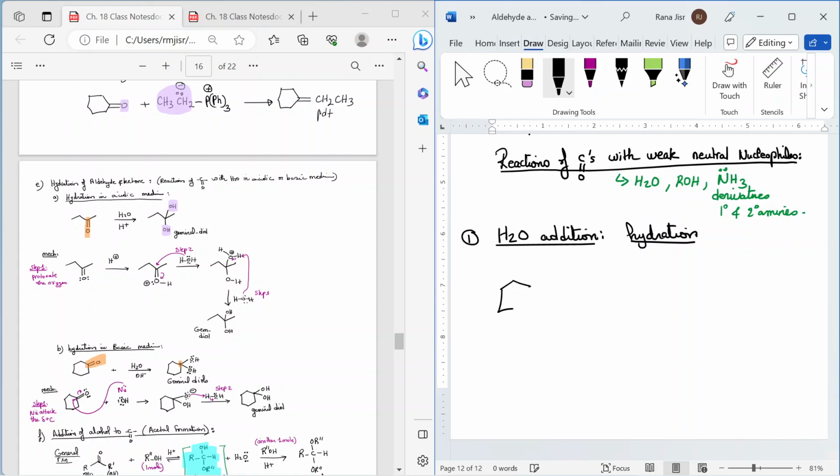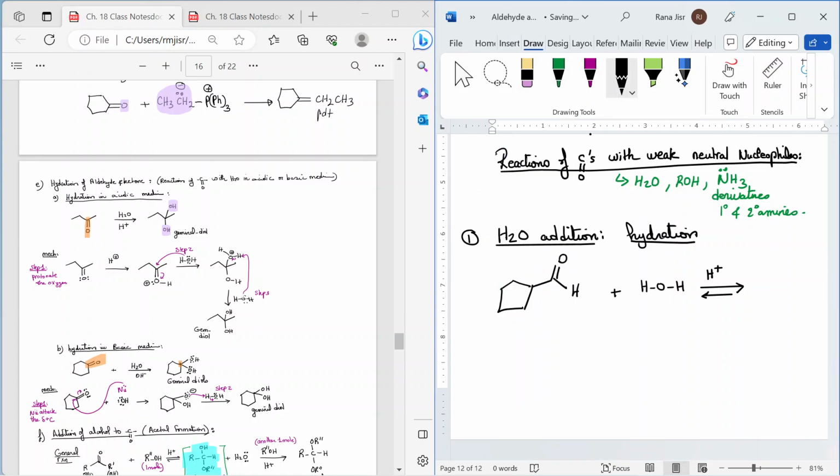Let's consider this example. All of these reactions are reacting with carbonyls of aldehydes and ketones. So the reaction with hydration, this means that you are adding water, okay? And the addition is going to be in acidic medium. The reaction is reversible.